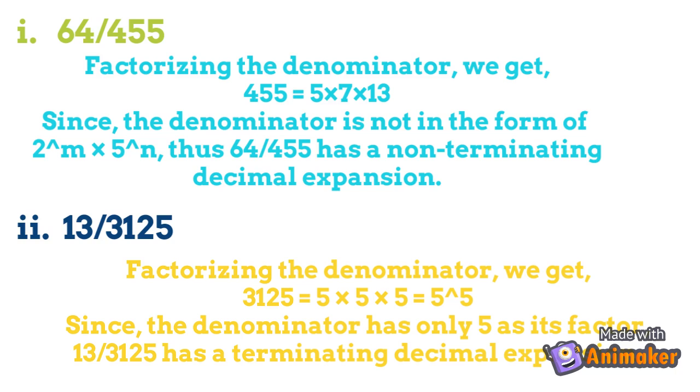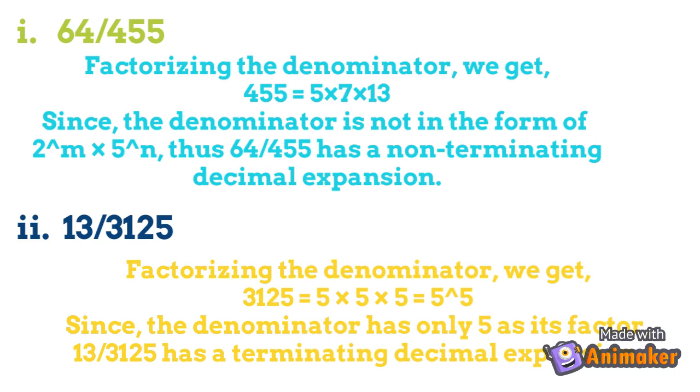So what we get is 5 into 7 into 13. Is it in the form of 2 to the power m into 5 to the power n? No. So it is a non-terminating decimal expansion, or you can say that it is an irrational number. Okay, why is it an irrational number? Because if we divide it, an infinity of numbers will come. That is, after the decimal the numbers will keep going on only. It will not end. That is called non-terminating, or that is called an irrational number.